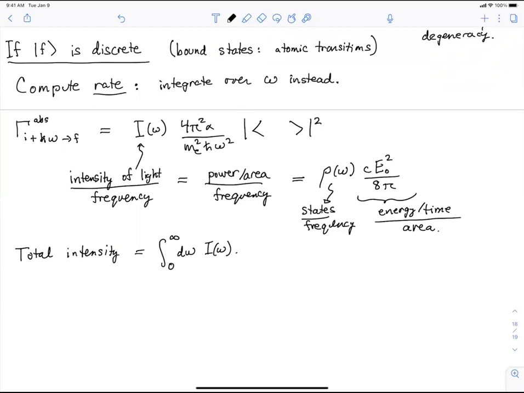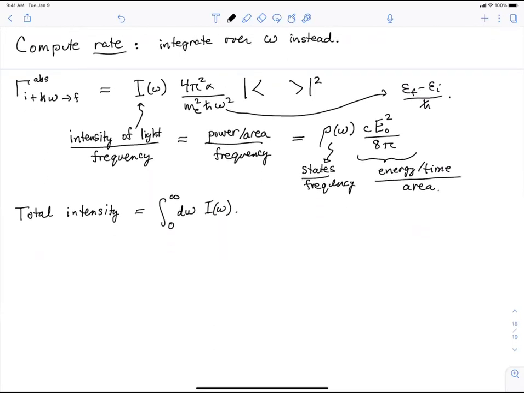But the total intensity of the light isn't what matters. What matters is specifically how much light do you have to have the right frequency to match the initial and final states. Okay, so that's the omega that actually appears here. Again, this is final energy minus initial energy over h bar. So to know how often the transition occurs, you need to know the intensity of light with that amount of frequency.